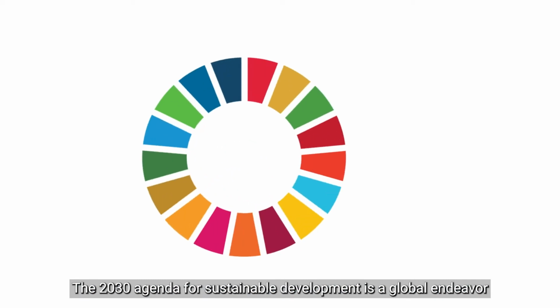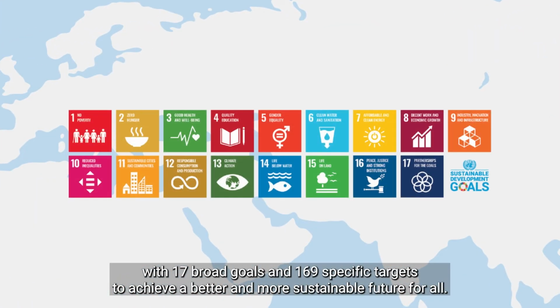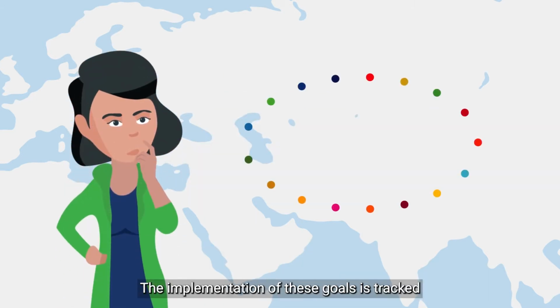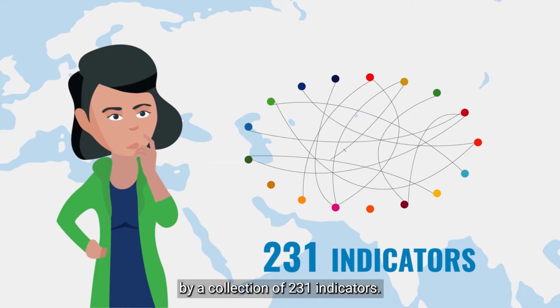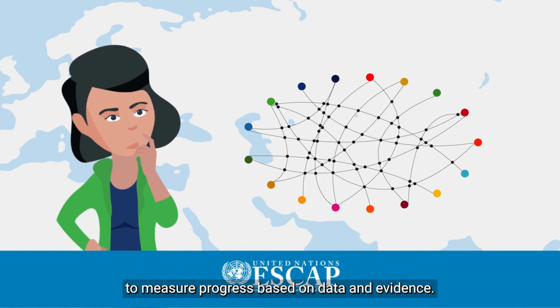The 2030 Agenda for Sustainable Development is a global endeavour with 17 broad goals and 169 specific targets to achieve a better and more sustainable future for all. The implementation of these goals is tracked by a collection of 231 indicators. This video shows you how ESCAP uses these indicators to measure progress based on data and evidence.